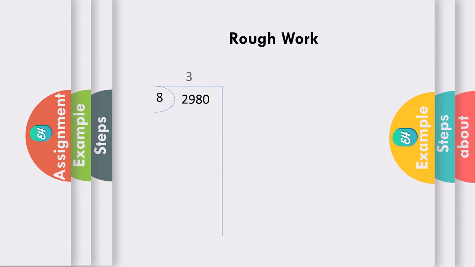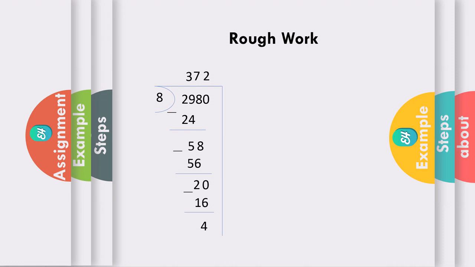So 8 threes are 24. I get the answer after subtracting 24 from 29 as 5. Next number is 58. So 8 sevens are 56. Subtract 56 from 58. The answer is 2. Last number is 20. So 8 twos are 16. So I get the final result as 4. Okay, so 2980 divided by 8, the quotient is 372 and the remainder is 4.